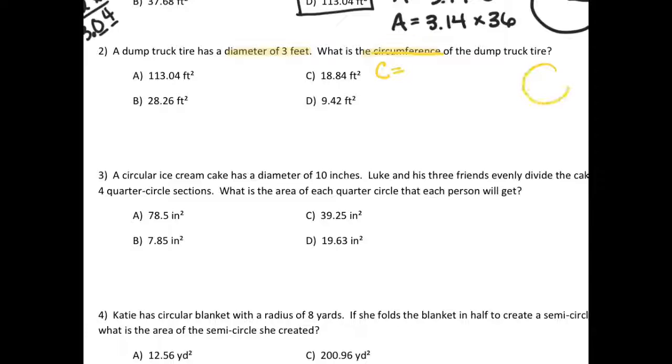It's dealing with diameter. Okay, so there's 2 formulas on your formula chart. C equals 2 pi r and C equals pi d. Since we're doing diameter, we're going to do C equals pi d. So C equals 3.14 times 3. If I multiply 3.14 times 3, I get 9.42, which matches answer choice D.